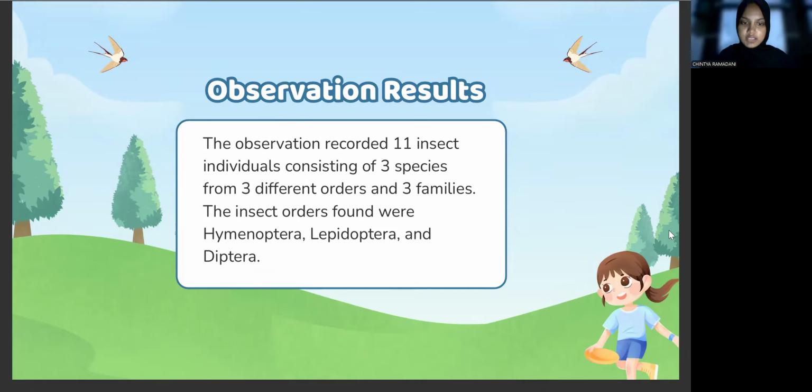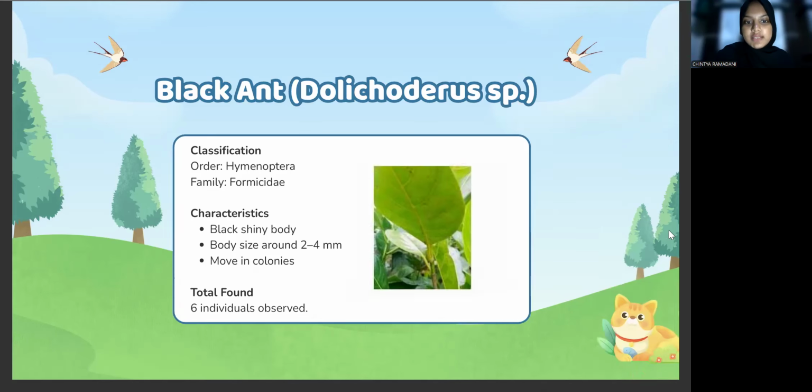Next, observation result. The observation recorded 11 insect individuals consisting of 3 species from 3 different orders and 3 families. The insect orders found were Hymenoptera, Lepidoptera, and Diptera. Next, black ant, Dolichoderus sp. Classification order Hymenoptera, family Formicidae, characteristic black shiny body, size around 2 to 4 mm, and move in colonies. Total found 6 individuals observed.